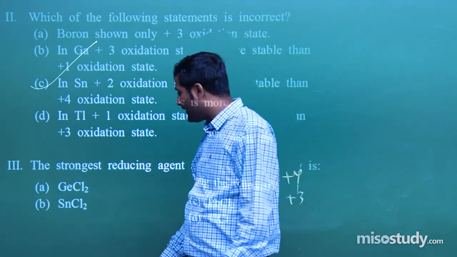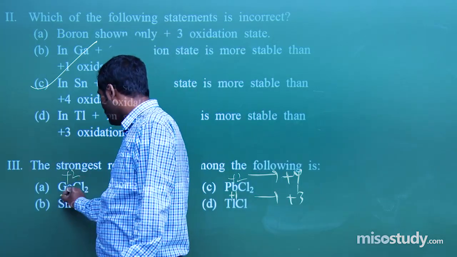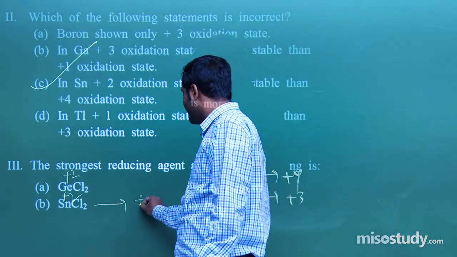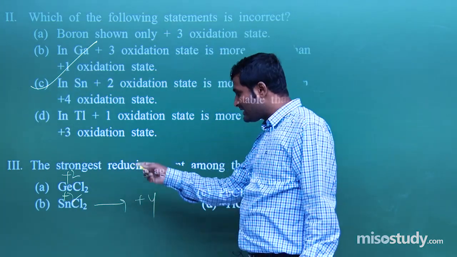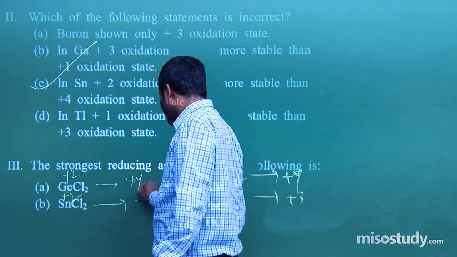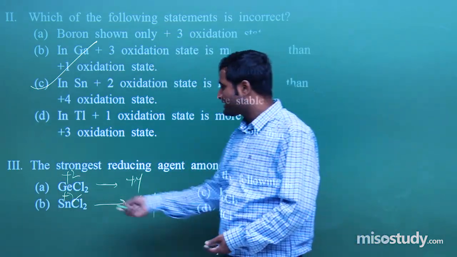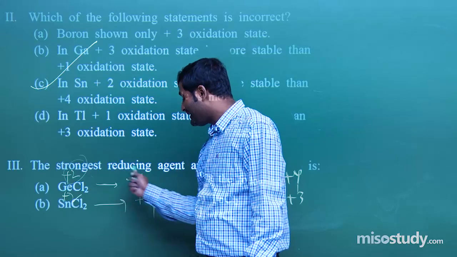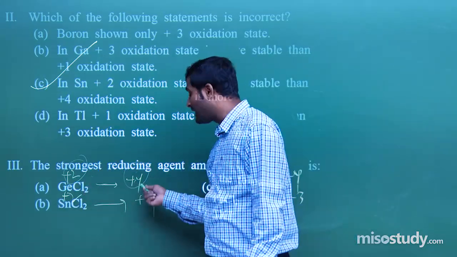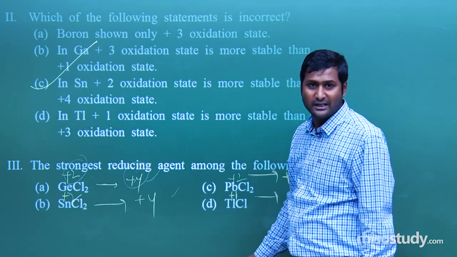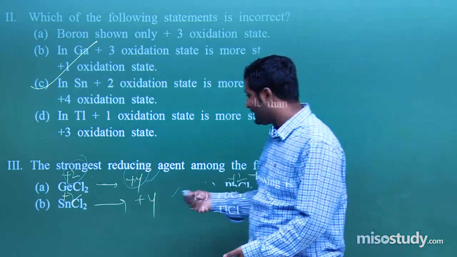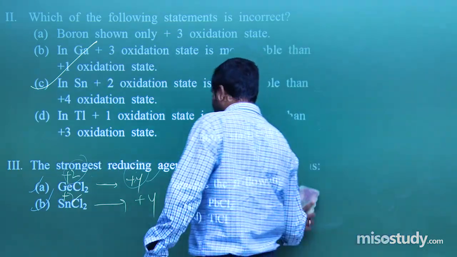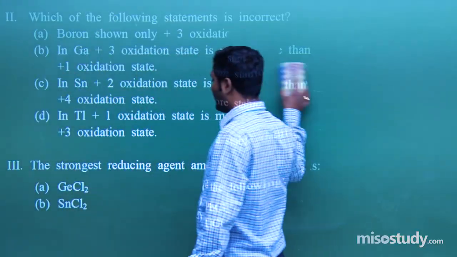But if I talk about germanium and Sn, they have the +2 oxidation state, and we know in SnCl2 the +2 oxidation state is less stable than +4. Similarly, in GeCl2 the +4 oxidation state is more stable than +2. So in this case, they will act as reducing agents, because they will increase their oxidation state and move towards the higher stable oxidation state. Clear to you? So in this case, options A and B are the correct options. Now let's move to the next part of the question.